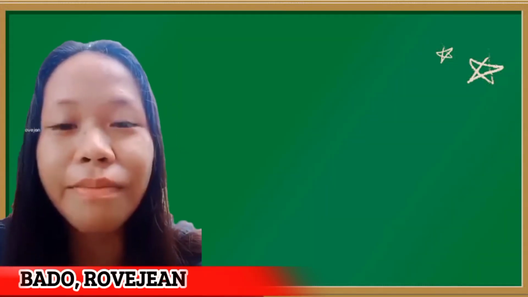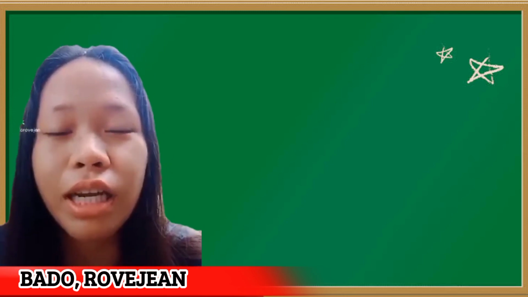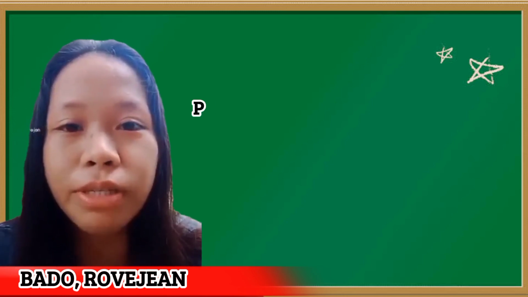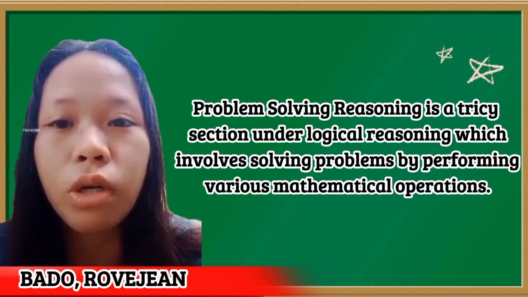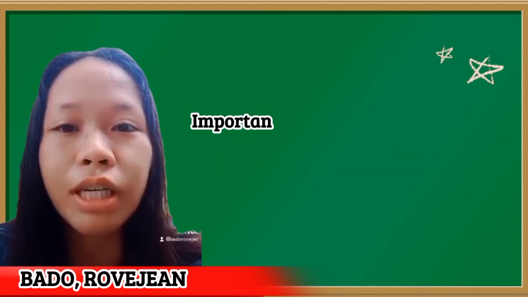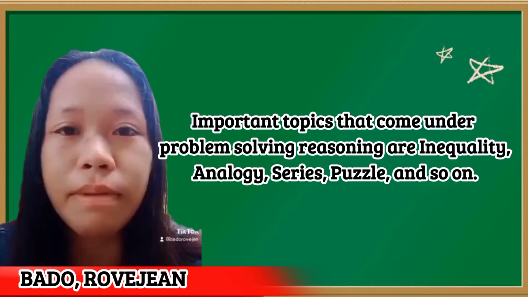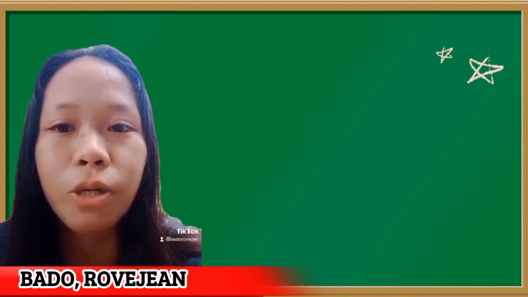Good day everyone, my name is Robijin Ibado and this is our conclusion in our topic. Problem solving reasoning is a section under logical reasoning which involves solving problems by performing various mathematical operations. Important topics that come under problem solving reasoning are inequality, analogy, series, puzzle, and so on.